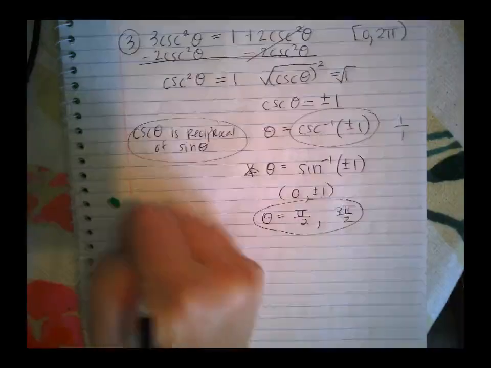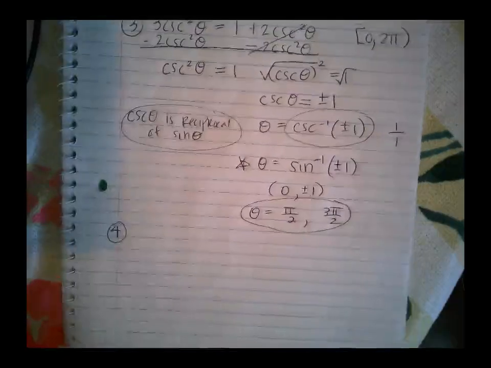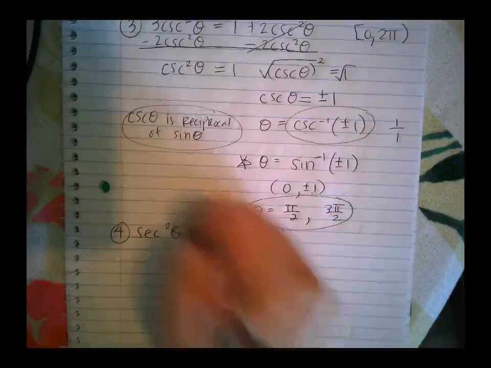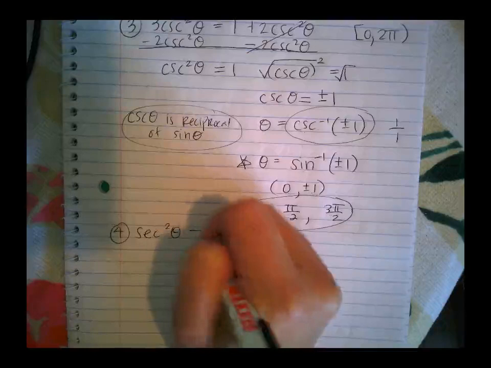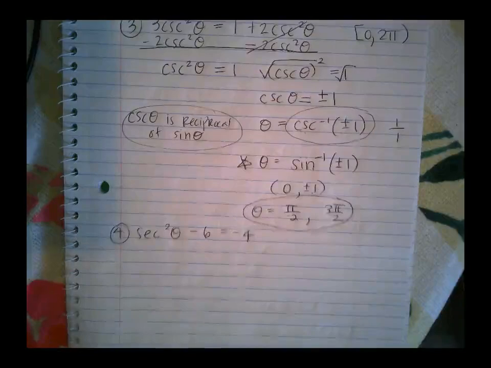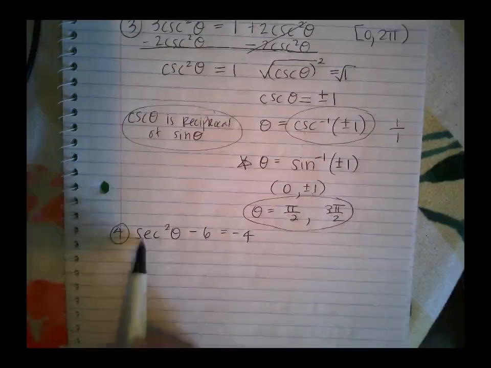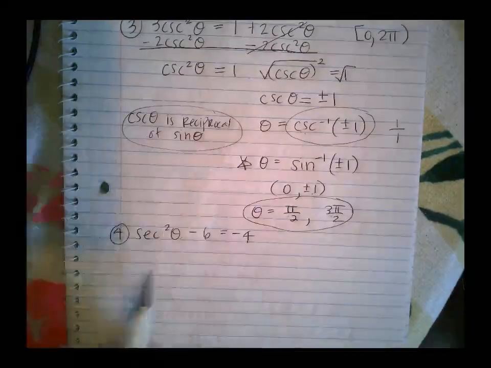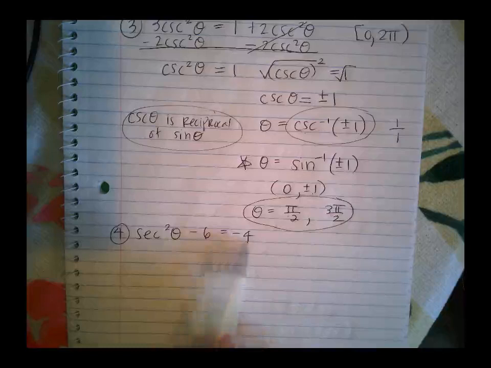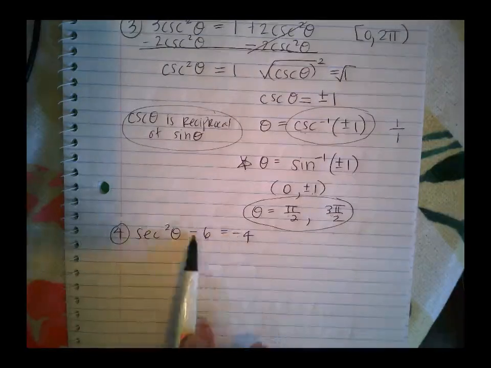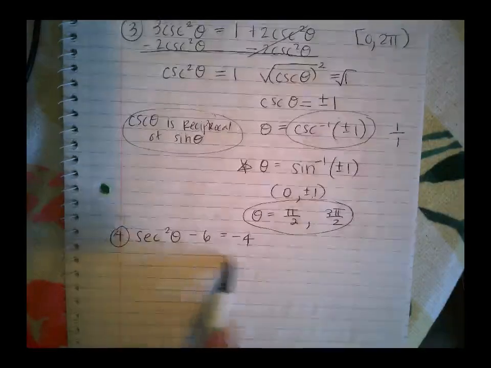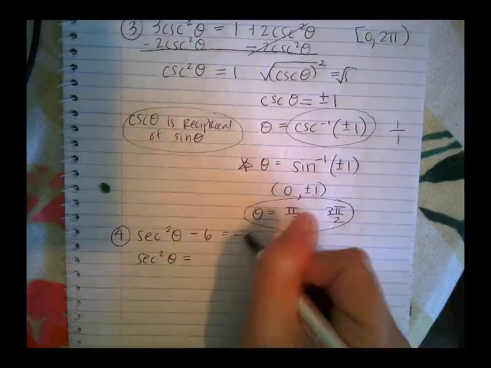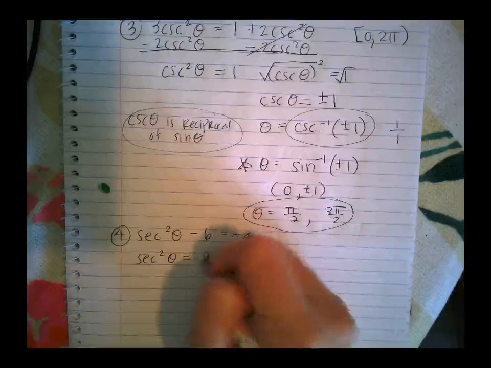So let's try number 4. So number 4 is secant squared of theta minus 6 is equal to negative 4. So again, I don't have any like terms with my secant squared like I did up in number 3 where I can combine. The only thing this time I'm going to combine are the constants. They are alike, right? Numbers are alike. So I'm going to add 6 to both sides, and I get the secant squared of theta equals negative 4 plus 6 is a positive 2.